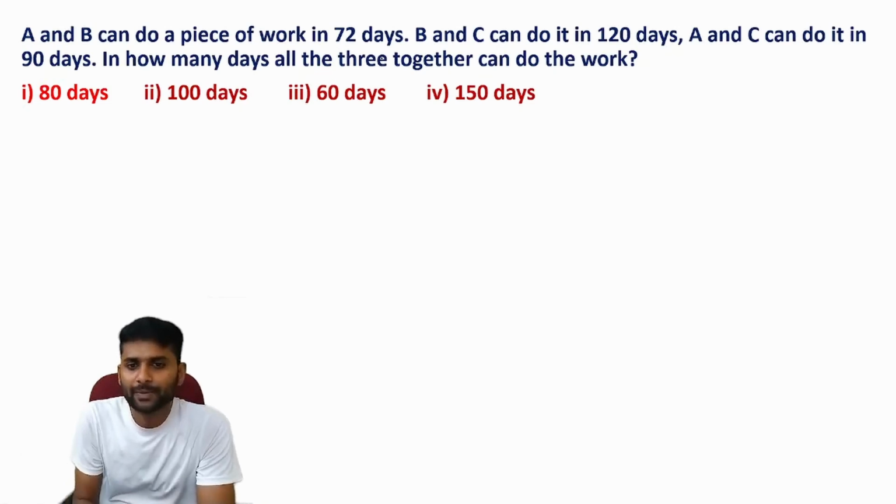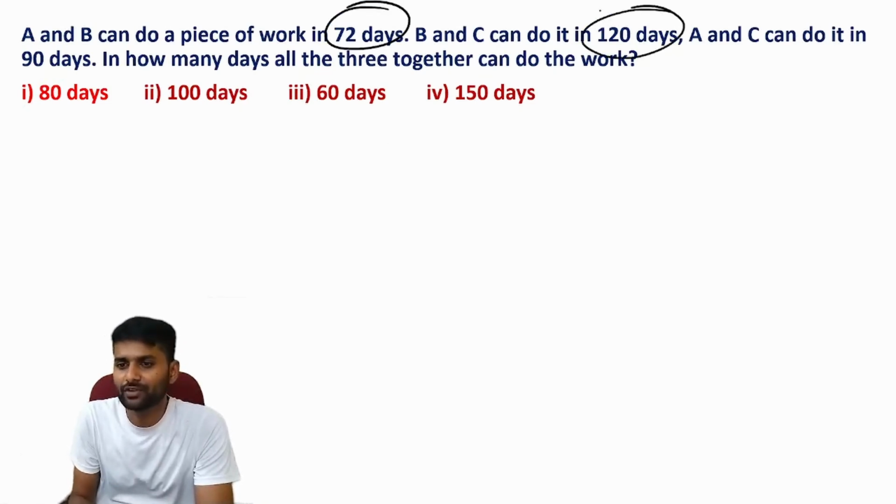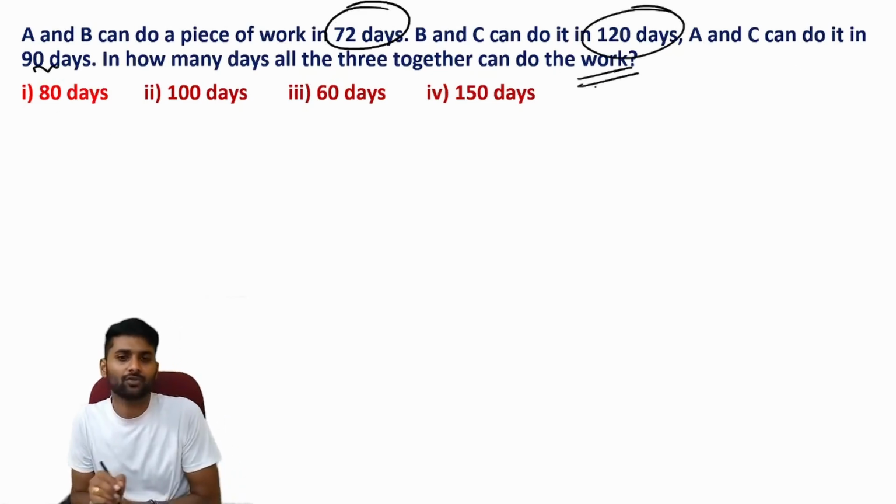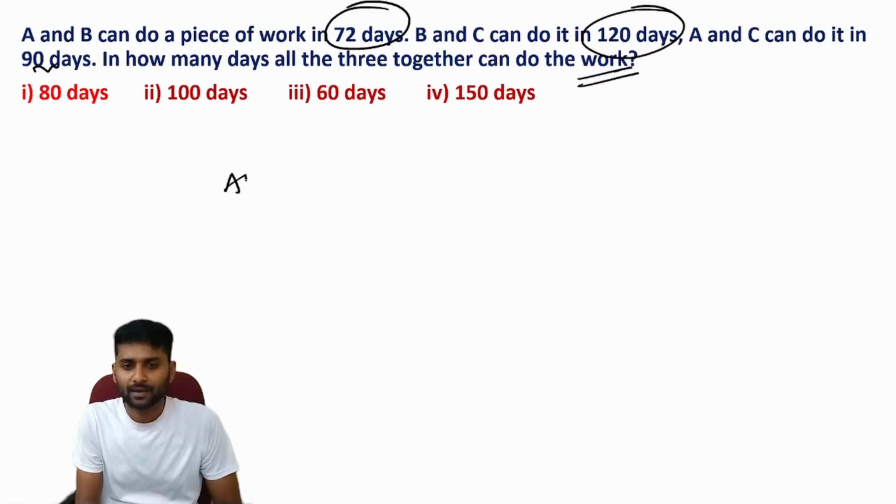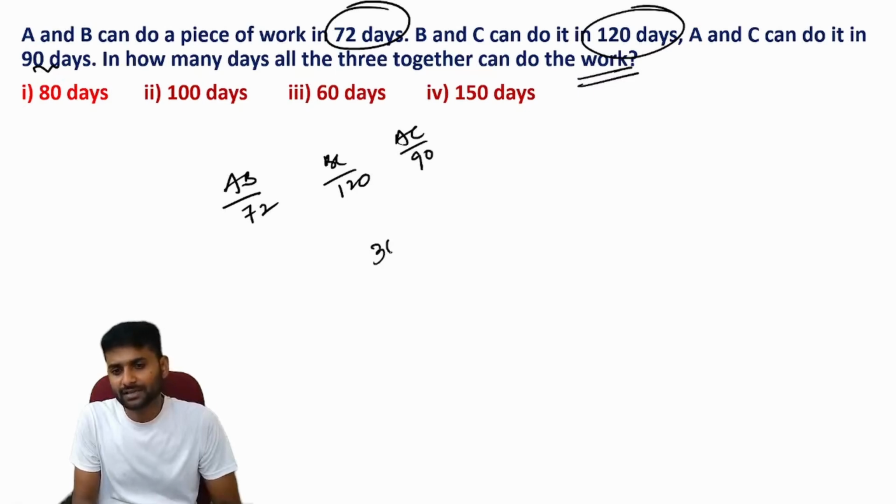A and B can do a piece of work in 72 days. B and C can do the work in 120 days. A and C can do it in 90 days. How many days does it take for the whole work to be completed? AB 72, BC 120 and AC 90. And the total work is exactly equal to 360. So AB efficiency 5 units, BC 3 units, AC 4 units.